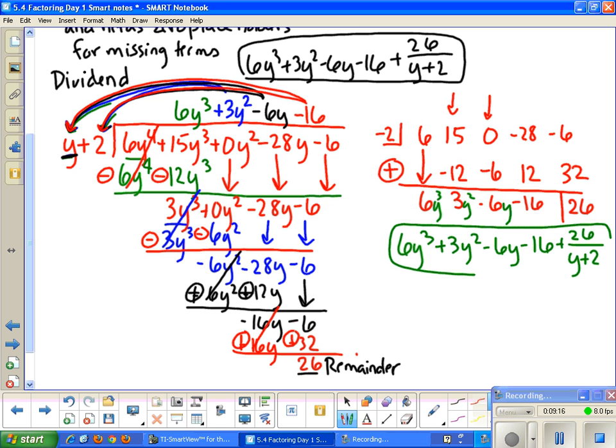And notice that our answers are the same, which they should be, because we're doing the same problem, just 2 different ways of doing it. And notice that our answer ends up being equivalent. So that's synthetic division and long division.